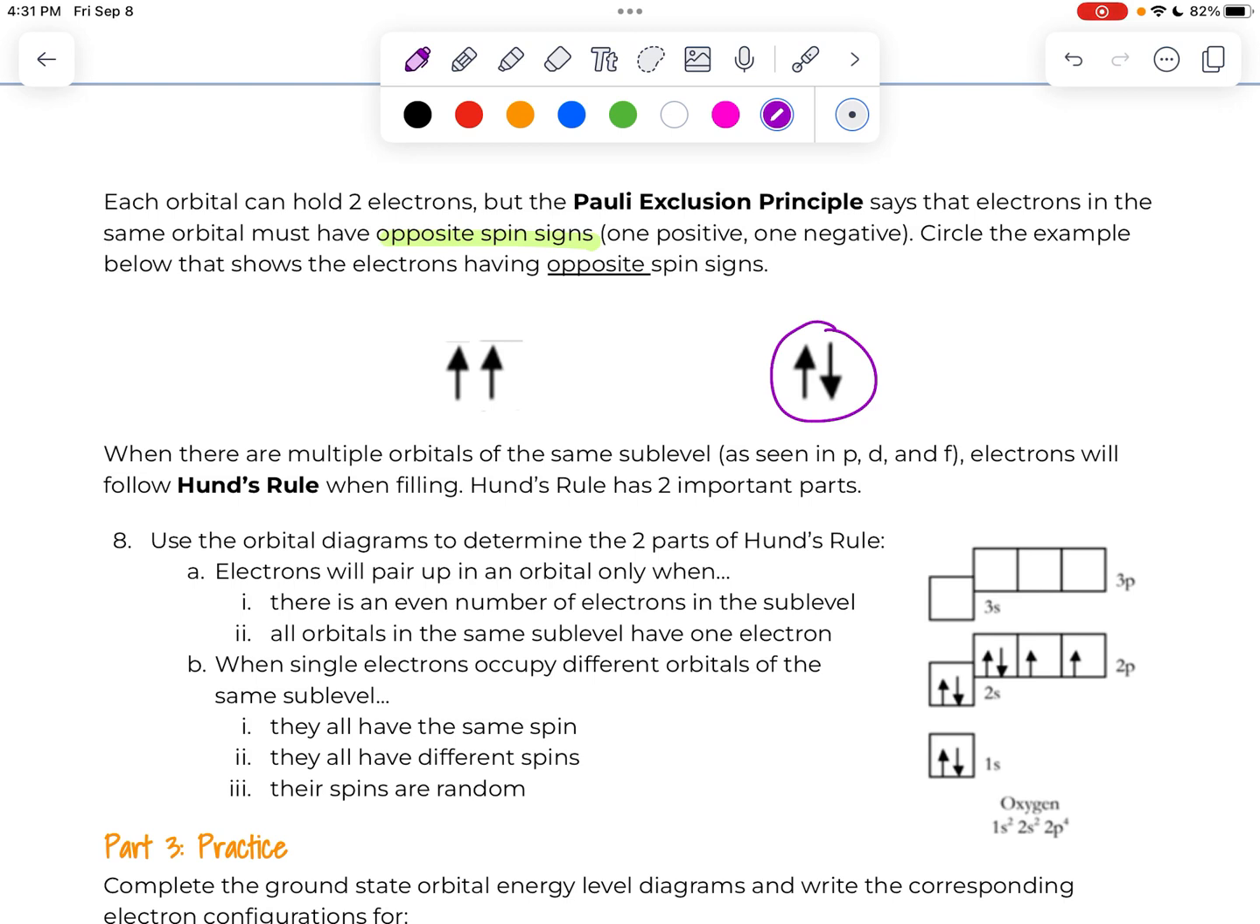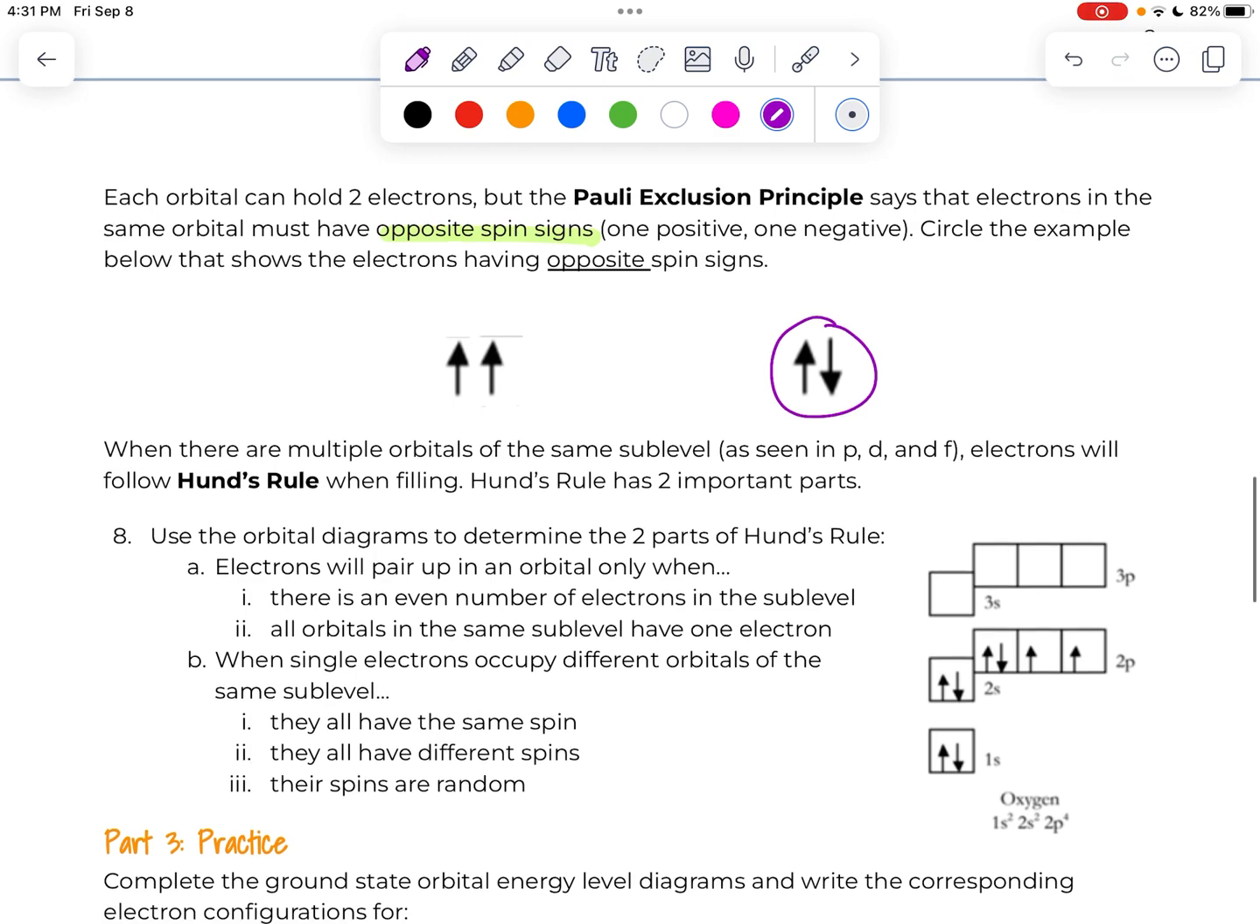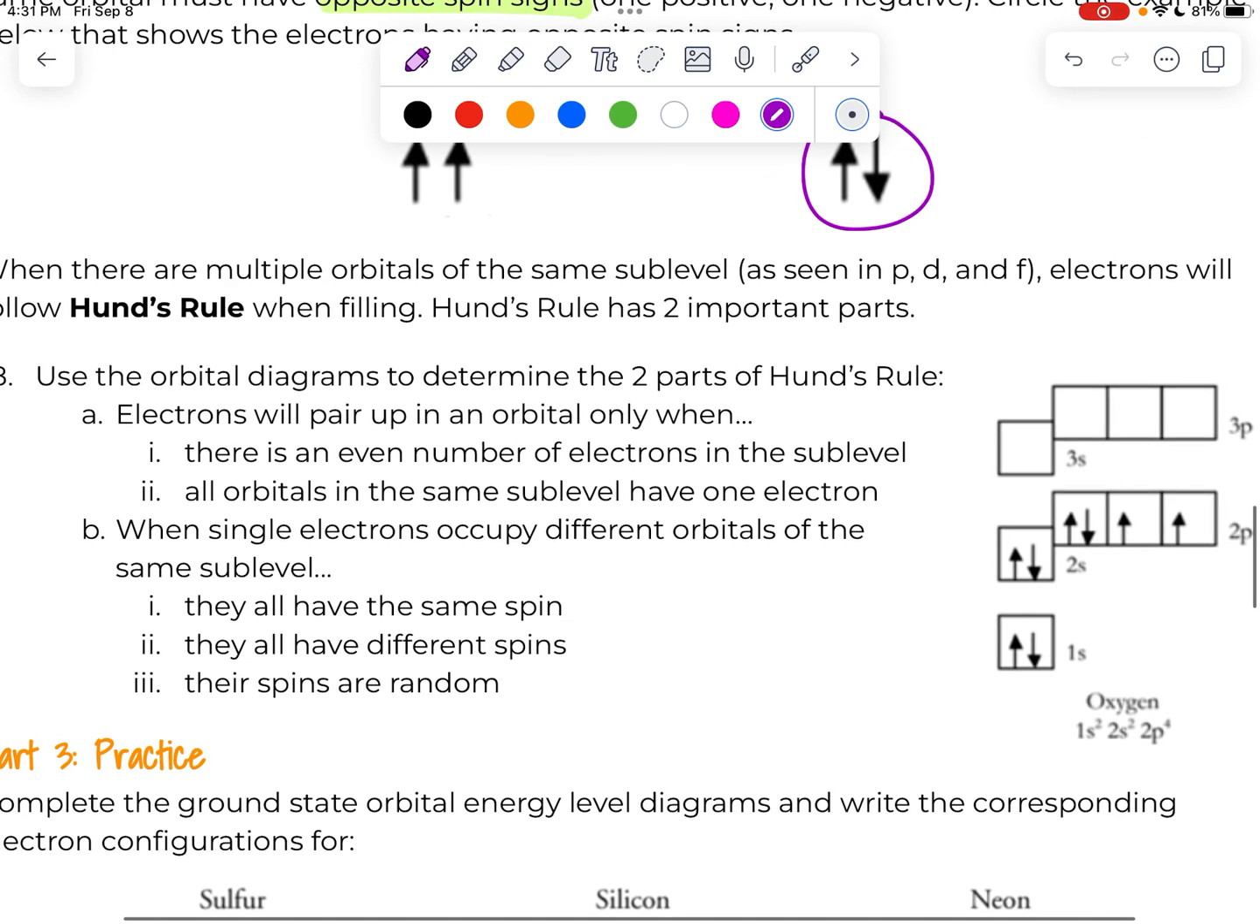The last rule that we have to follow is called Hund's rule. There are 2 important parts to Hund's rule. They're represented in question number 8. I've given you the ground state orbital diagram for oxygen here, so go ahead and again pause the video, see if you can pick out what Hund's rule says, and then I'm going to go through one of the practice problems with you in part 3.